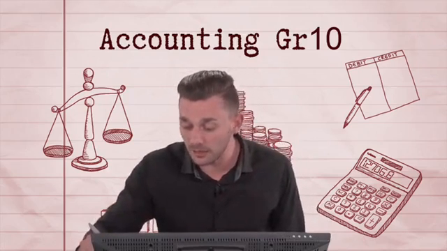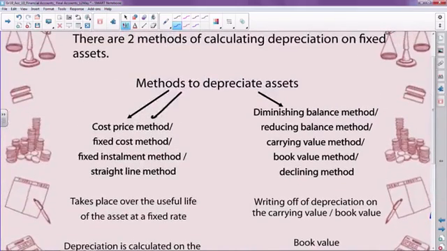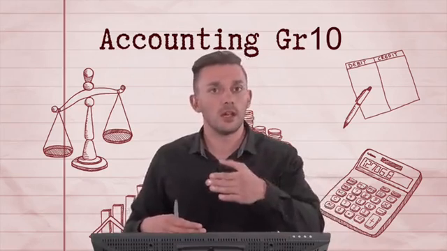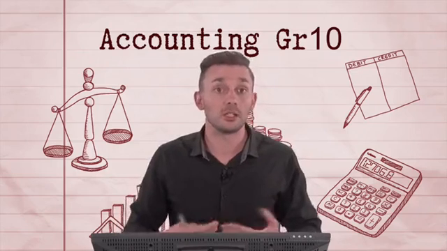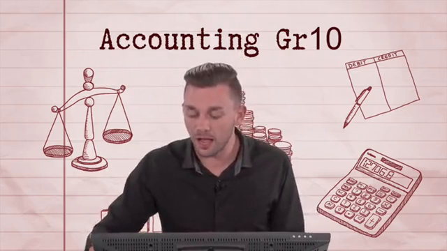Now, remember the other method, method number 2. It's a little bit more tricky, but it's easy if you know the formula. We'll have to call this a few different names. We can call it diminishing, reducing balance method, the carrying value method, book value method, or the declining method. So therefore, declining, depreciating, diminishing, every year we lose less and less and less. So in the first year we'll lose more, the second year less, third year less than the second, in the fourth year less than the third, and the fifth year less than the fourth. So therefore we lose every year a little bit less and a little bit less. So that's your diminishing balance method. Now, how do I do it?